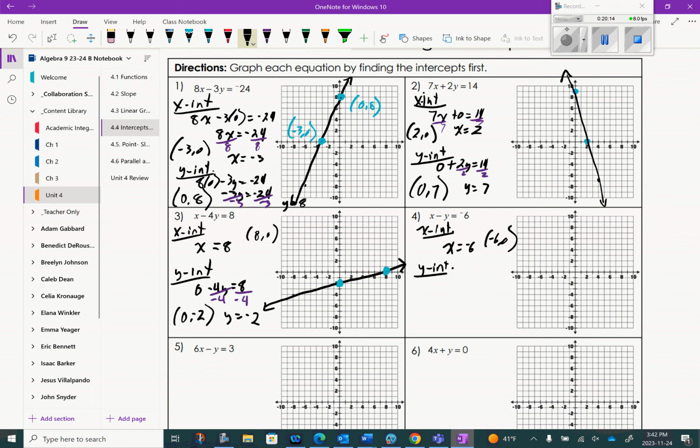Now here's, again, a place where people just go too fast and get into problems. If I substitute 0 in place of x, again, that first term disappears. Careful, it says -y equals -6. So that means positive y is +6. The y-intercept here is at 0, 6.